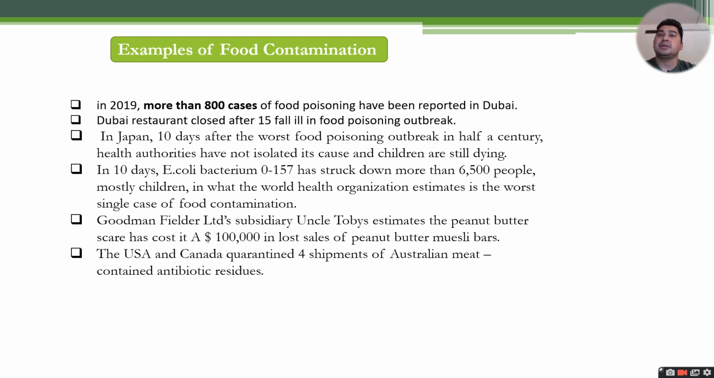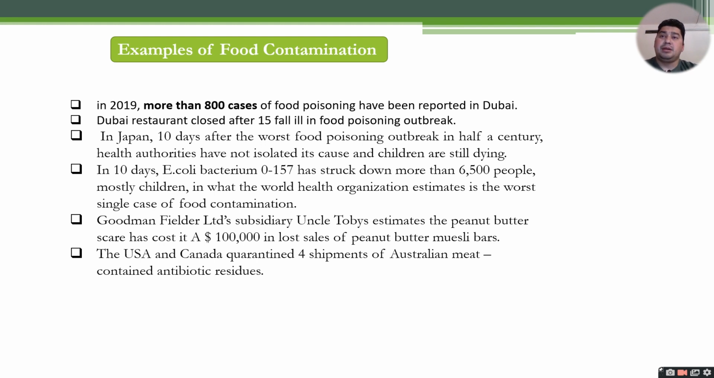In Japan, 10 days after the worst food poisoning outbreak in half a century, health authorities have not isolated its cause, and children are still dying. In 10 days, E. coli bacterium O157 has struck down more than 6,500 people, mostly children, in what the World Health Organization estimates is the worst single case of food contamination. That is the one.